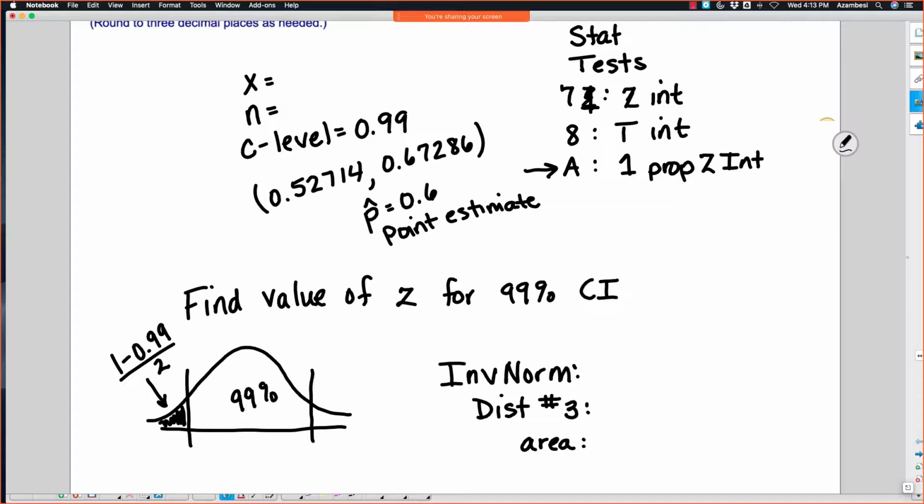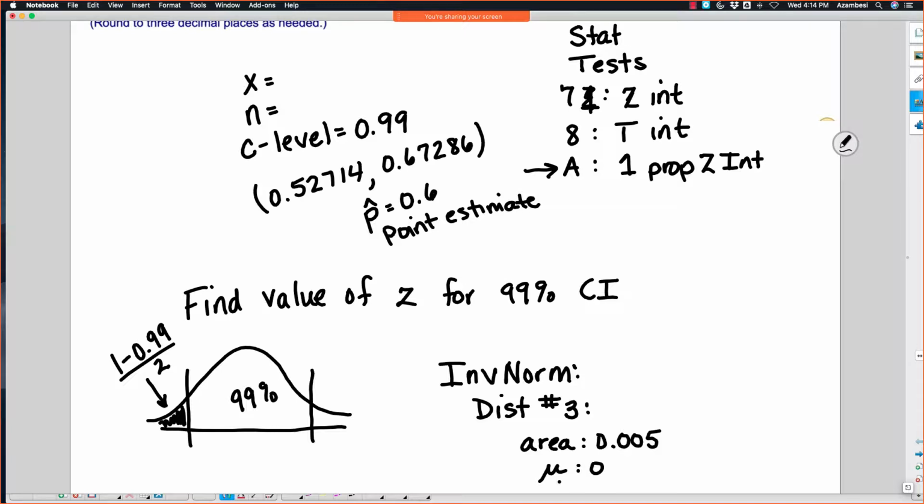If you don't have that option, like me, I must have an older calculator. They're changing the menus on these calculators all the time. If you have a calculator like mine that doesn't give you a choice, you have to choose a positive value for the value that your calculator gives. So that area, the 1 minus 0.99 over 2, is 0.005.